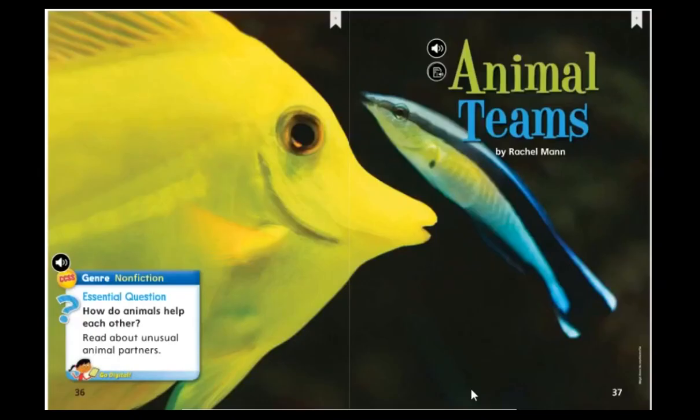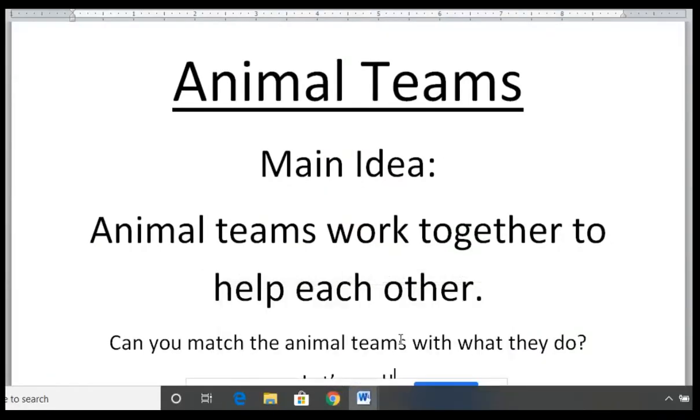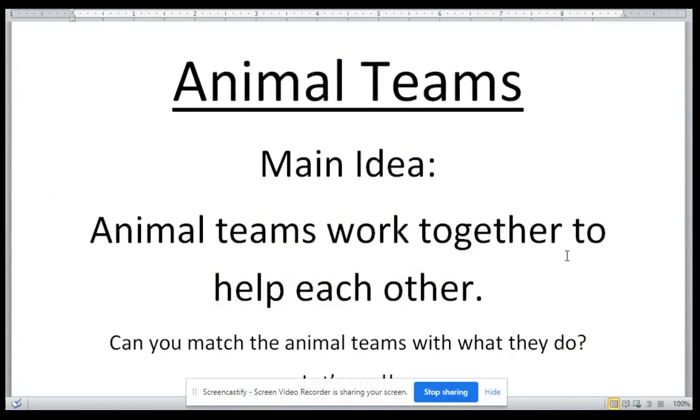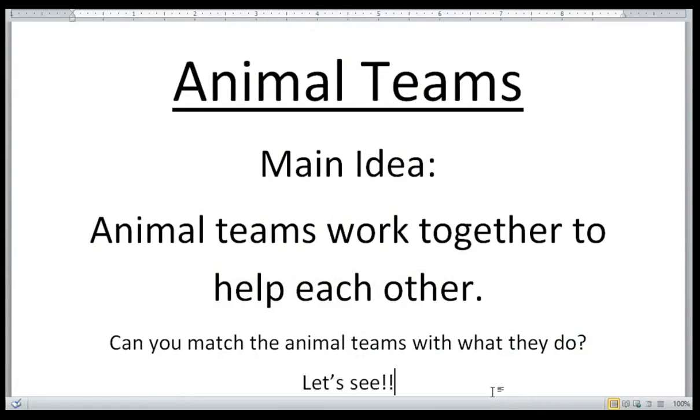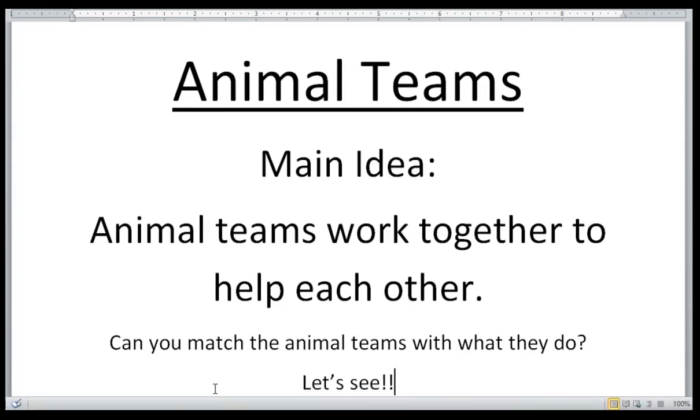That was an interesting story. So boys and girls, I'd like to talk about this story a little bit more in depth. As we know, the title was Animal Teams. I see that EA in the title. Also, the genre of it is nonfiction or an informational text. We talked about that a little bit last time with our other story. But boys and girls, what I want to talk about with Animal Teams is the main idea. The main idea of Animal Teams is animal teams work together to help each other.